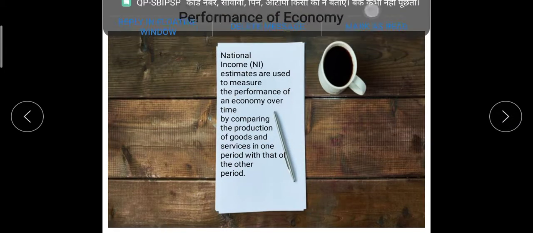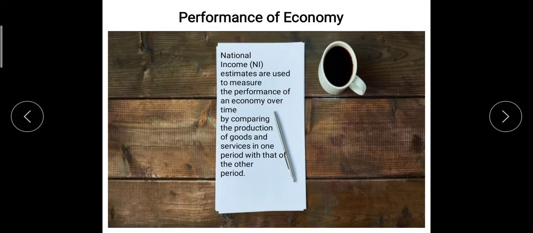Then performance of the economy. Now, the national income estimates are used to measure the performance of an economy over time by comparing the production of goods and services in one period with that of another period. Okay, here actually, when we are calculating national income, we are calculating for the whole year. We are not calculating 1 month, 2 months, 3 months.